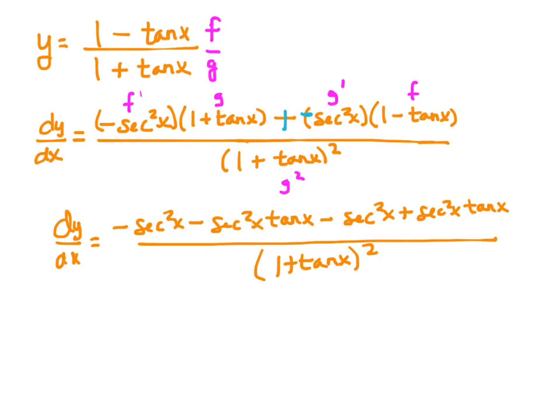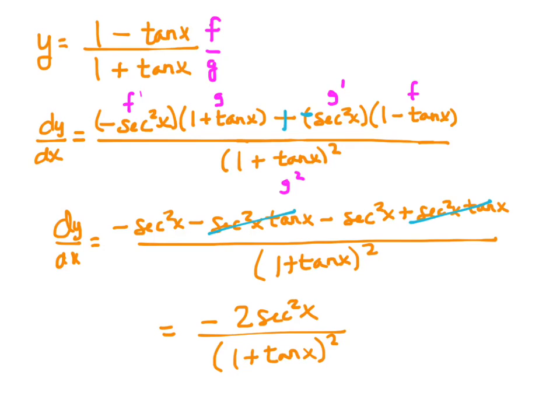And it looks like in the numerator I've got a negative secant squared times tangent and a positive secant squared times tangent, so those can cancel out. And I'm left with 2 negative secant squared x, so negative 2 secant squared x over 1 plus tangent x squared. And that would be our final answer.